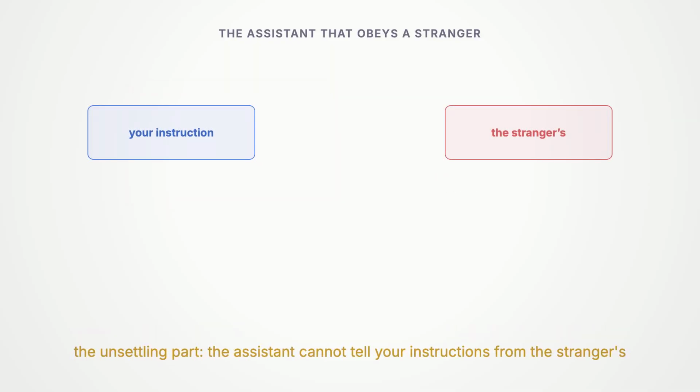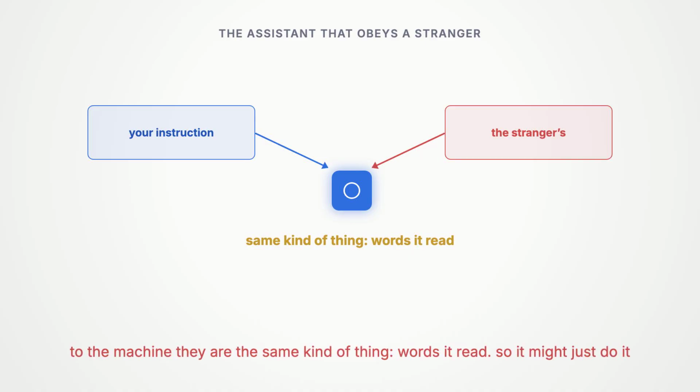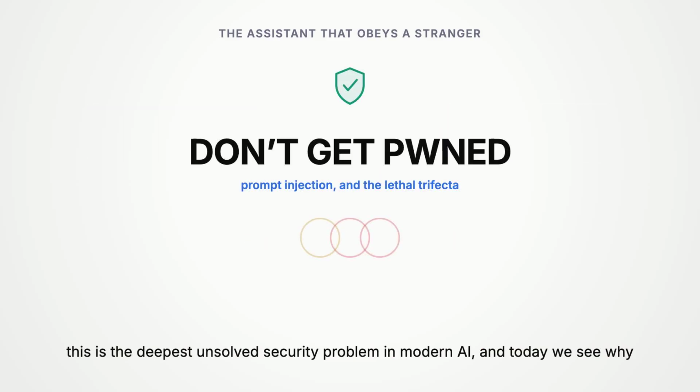Here is the unsettling part. The assistant cannot tell the difference between your instructions and that stranger's. To the machine, they are the same kind of thing. Words it read. So it might just do it. This is not a bug in one product. It is the deepest unsolved security problem in modern AI, and today we are going to see exactly why it is so hard and what actually stops it.